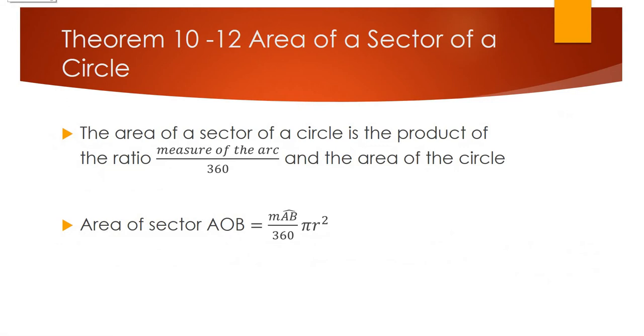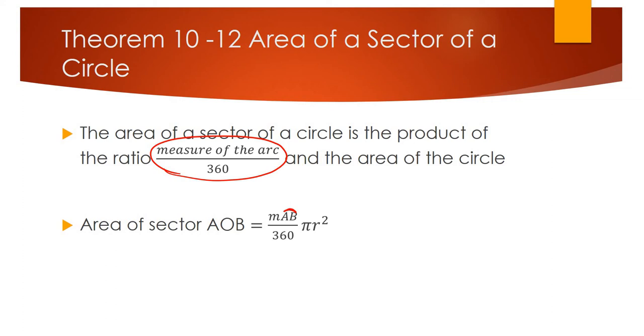Okay, so theorem 10.12 says area of a sector of a circle. So to find the area of a sector, it's the product of the ratio of the measure of the arc to 360. Again, that's the part of the circle that I am using, times the area of the circle. So written algebraically, the area of sector AOB is the measure of arc AB divided by 360. That gives me the fraction or the part of the circle times the area of the whole circle.